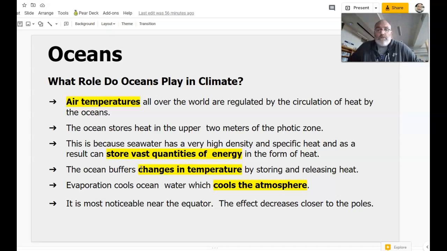Why does that all work? Well, it goes back to properties of water again. It goes back to that idea that water has specific heat as a property. It takes a lot to change the temperature, to increase the temperature of water. It takes a lot of energy to cool water down too. So that's kind of a really important role that oceans play in sustaining life here on Earth.